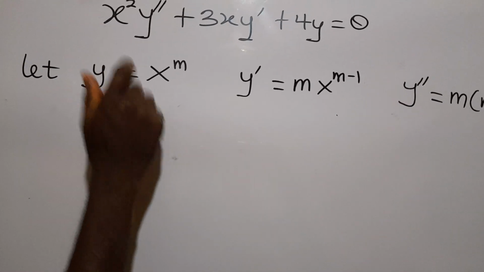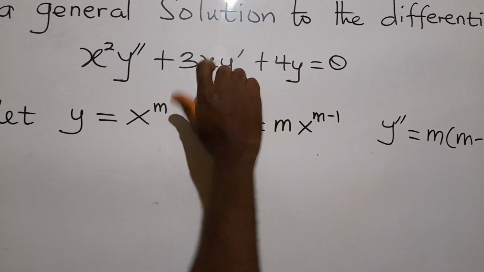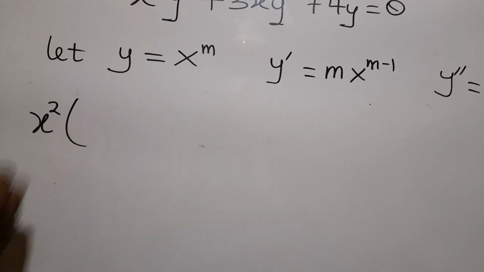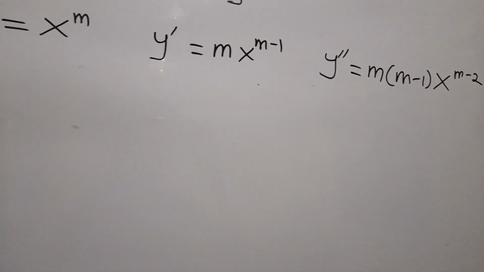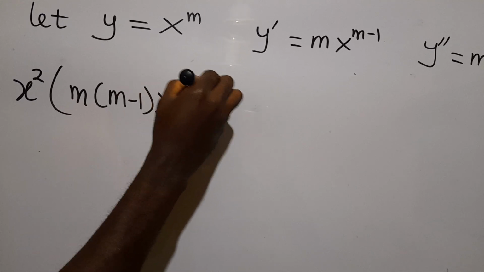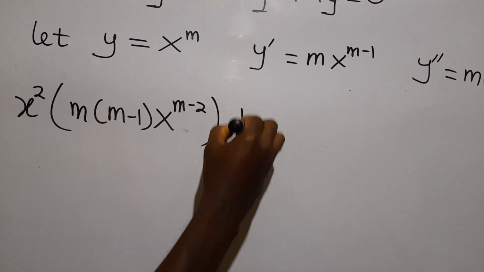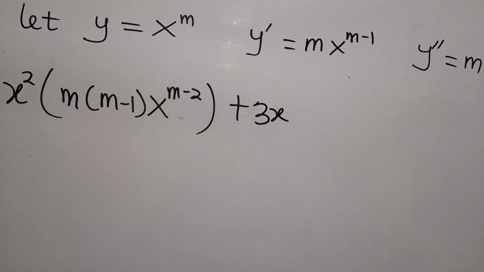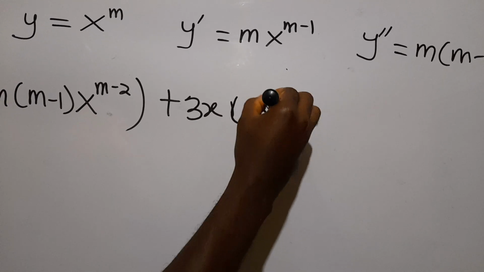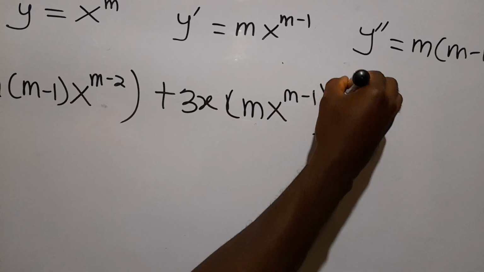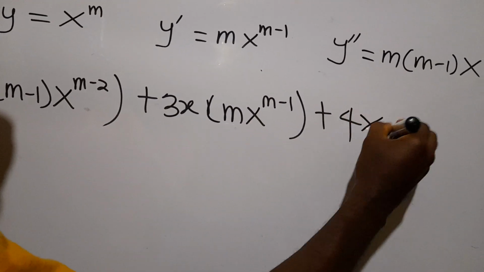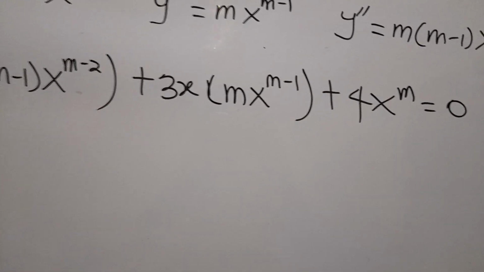Now we substitute y, the first derivative and the second derivative into our differential equation. So we have our x squared, and in place of y prime prime, we substitute this, so that will be m minus 1, x exponent m minus 2, then plus 3x, our y prime is this, m x exponent m minus 1, then plus 4, our y is x exponent m, so x exponent m, all equal to 0.